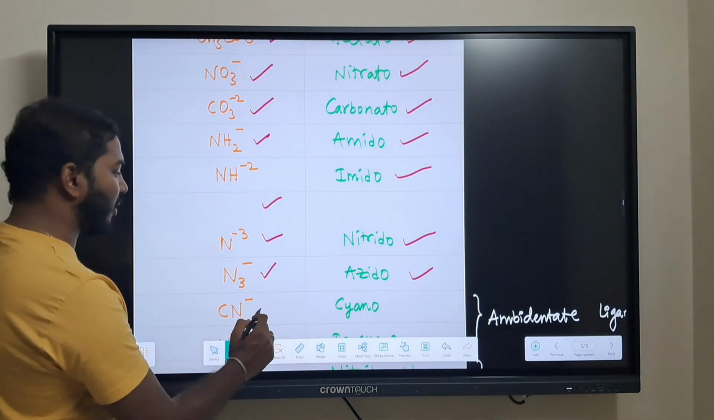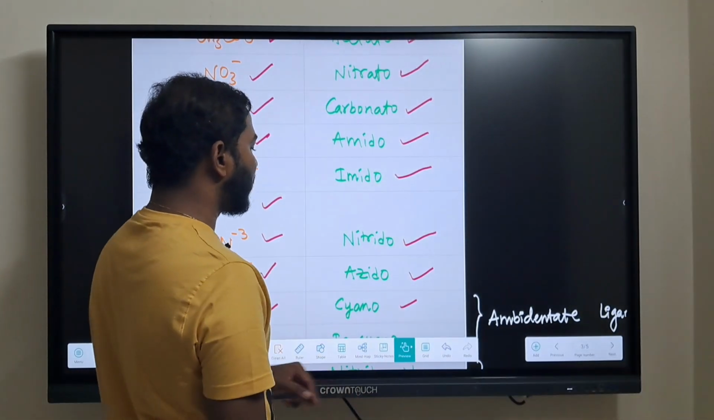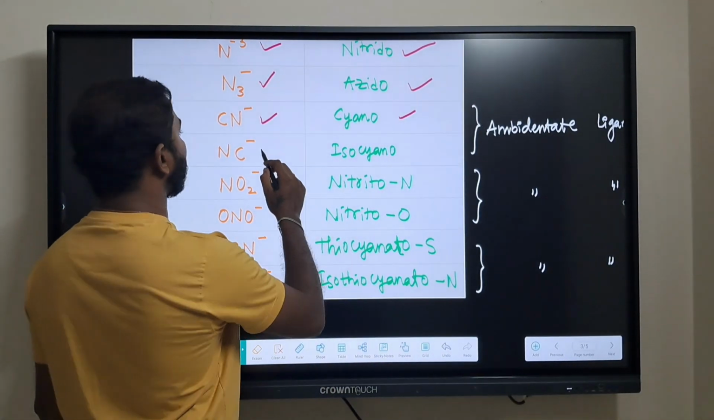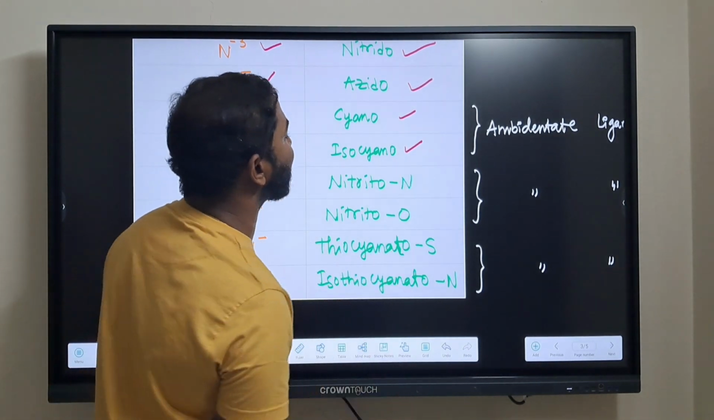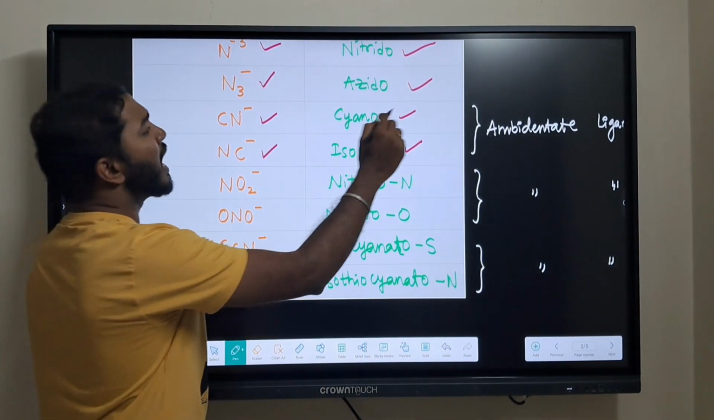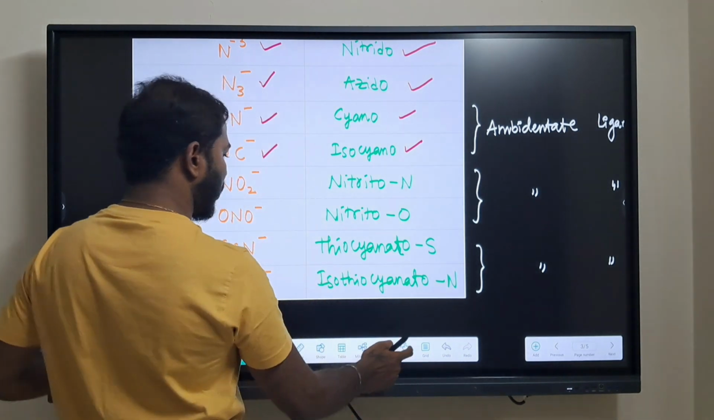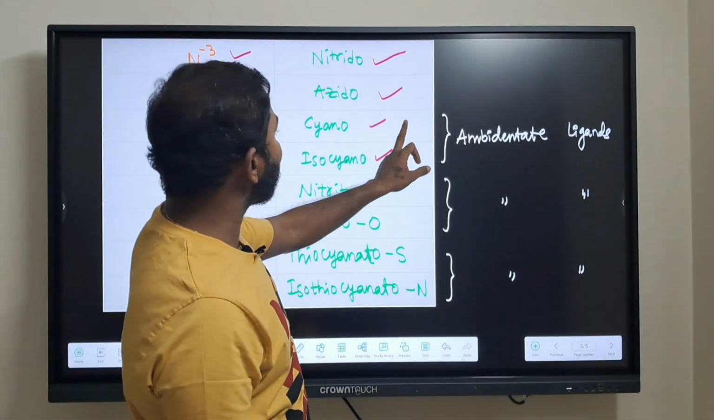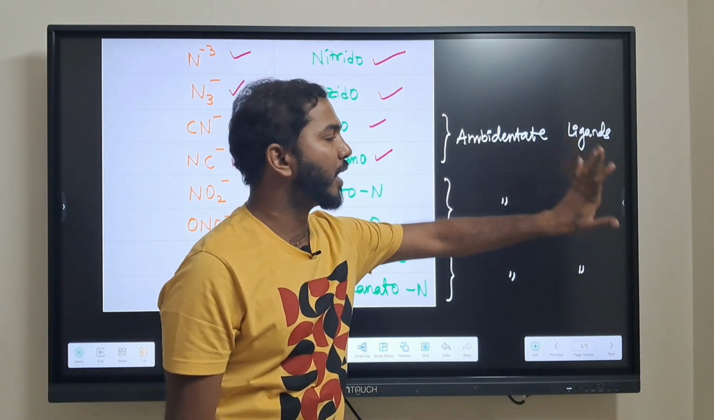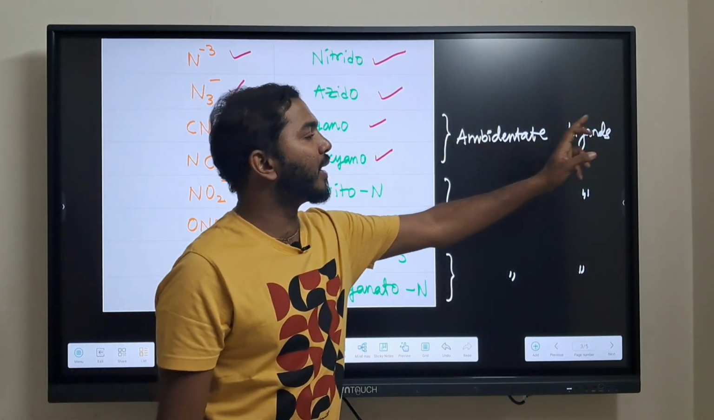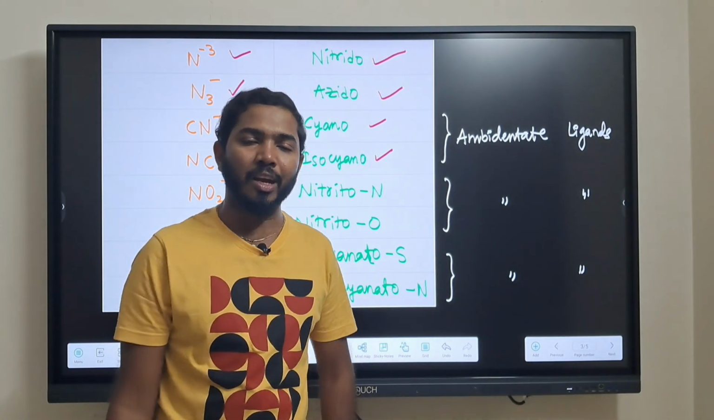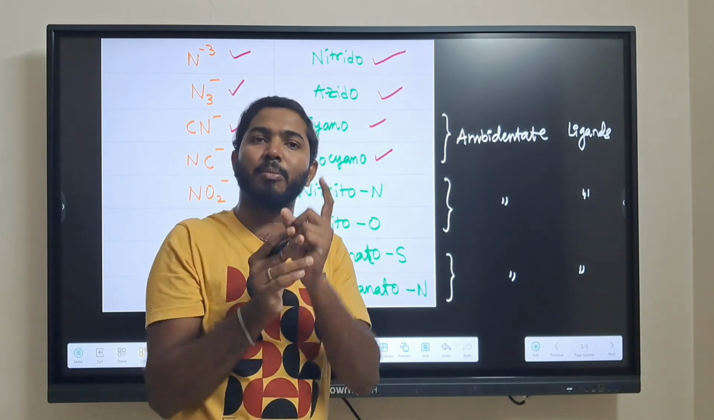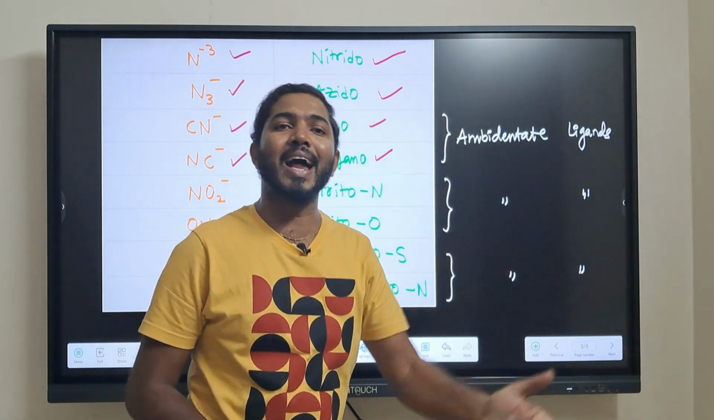Next, CN minus we call cyano, and NC minus is isocyano. And I have given some other name for this. If you observe carefully, I have marked this cyano and isocyano, and I gave the name ambidentate ligands. So what does it mean actually? Ambidentate ligands means the molecular formula of the ligand will be the same, but the donor atom will be different.